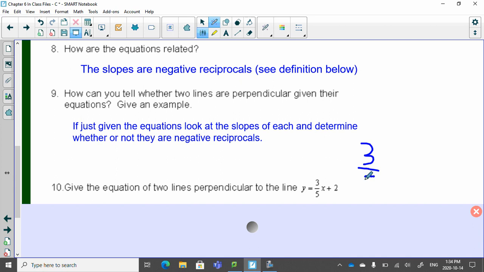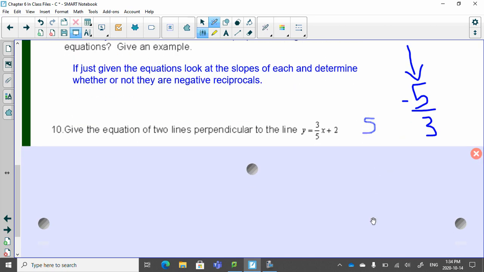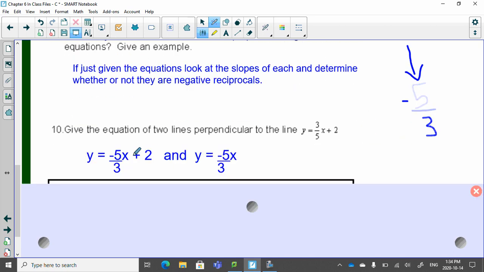3 over 5 is our slope. We have to flip it and change our sign. As long as your line has this as your slope, it's perpendicular. So I went -5 over 3x plus 2, and -5 over 3x, no y-intercept, 0.